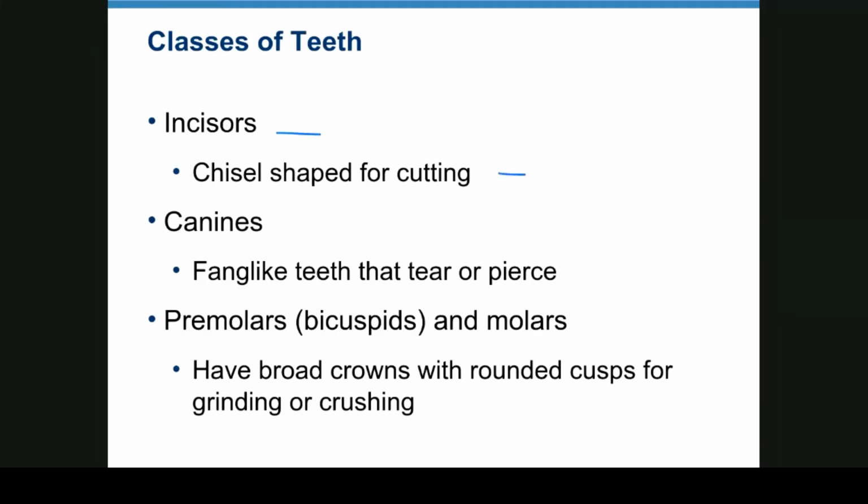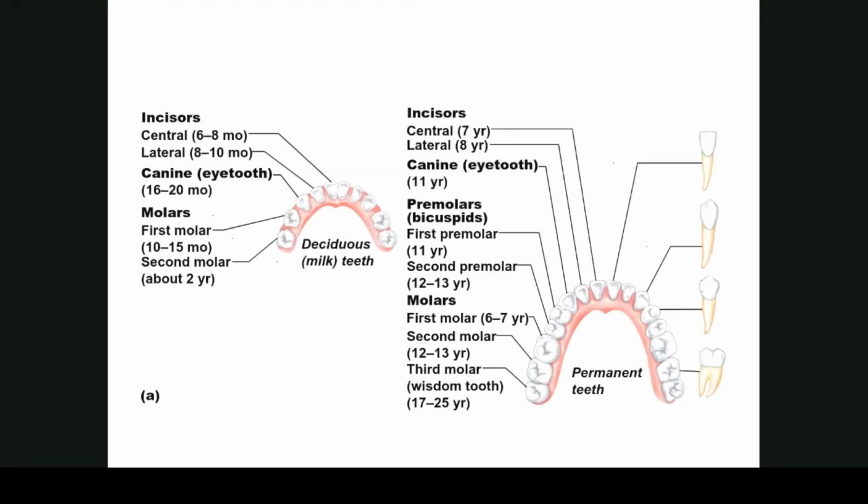Incisors are for cutting. Canines are for tearing or piercing. Premolars and molars have crowns with cusps for grinding or crushing food. Now here's your incisors, your deciduous teeth, and these are your permanent teeth. So incisors, the central, come in 6 to 8 months. Lateral, 8 to 10 months. Canines come in 16 to 20 months. And then the first molar, 10 to 15 months, and second molar by 2 years.